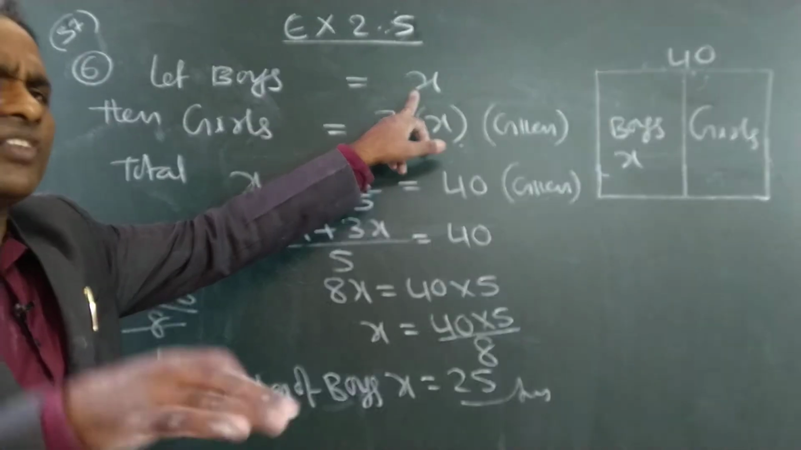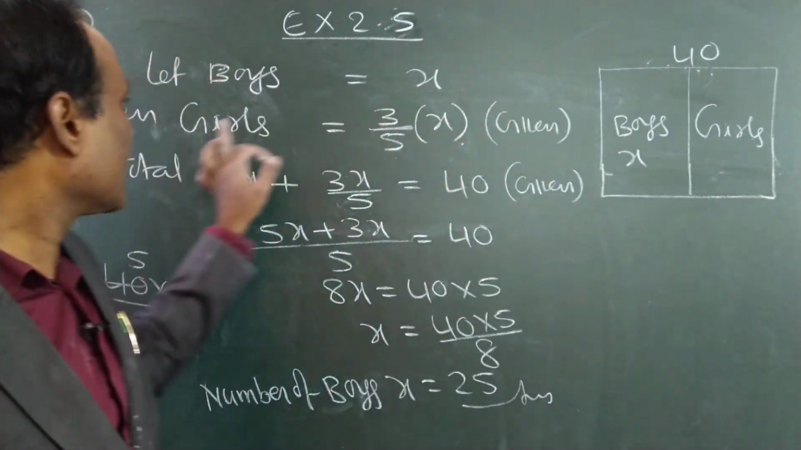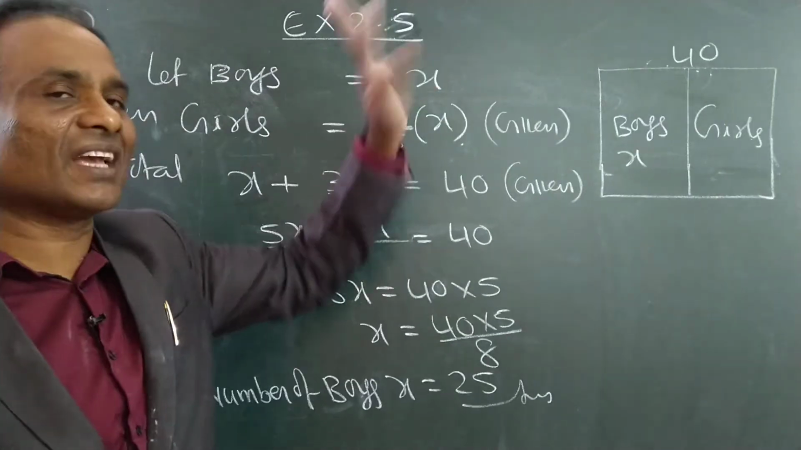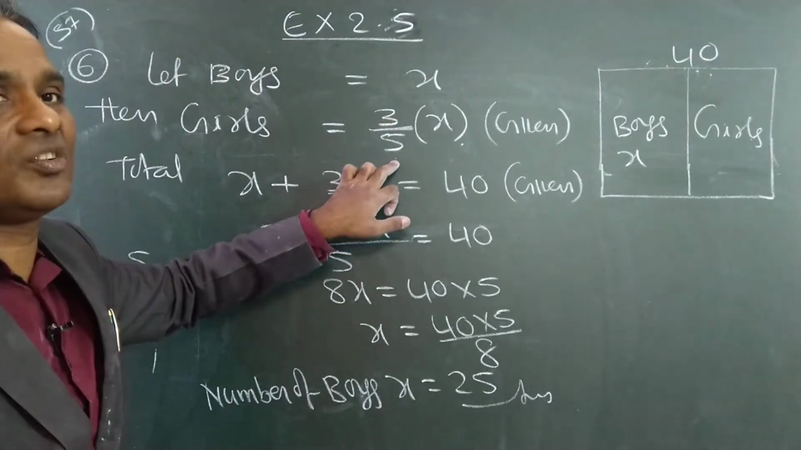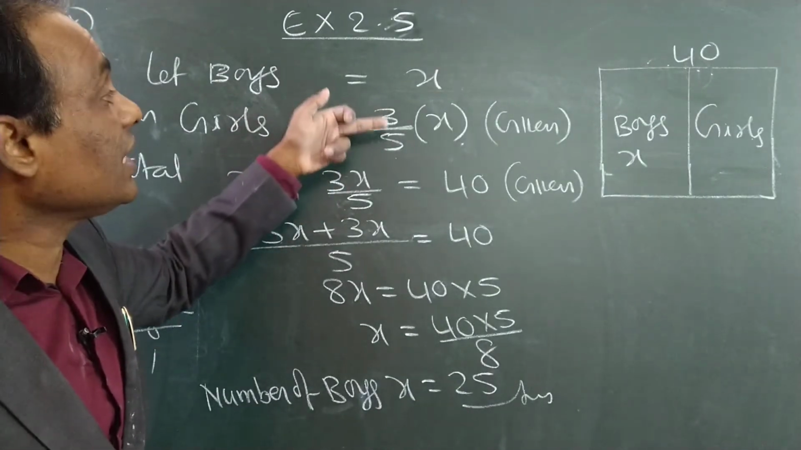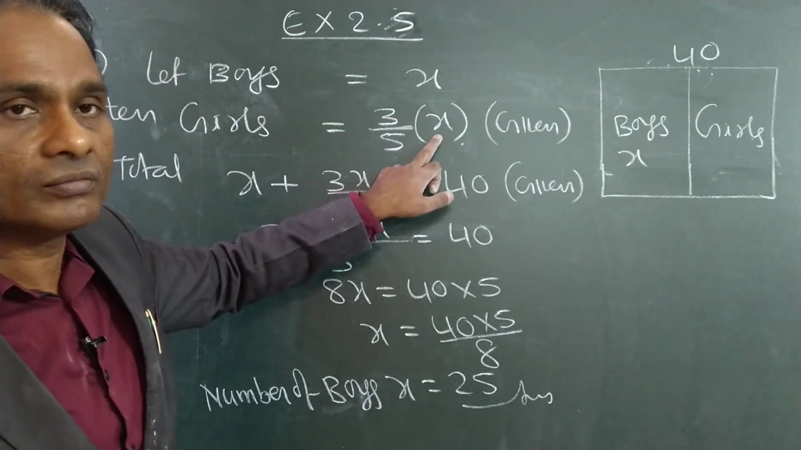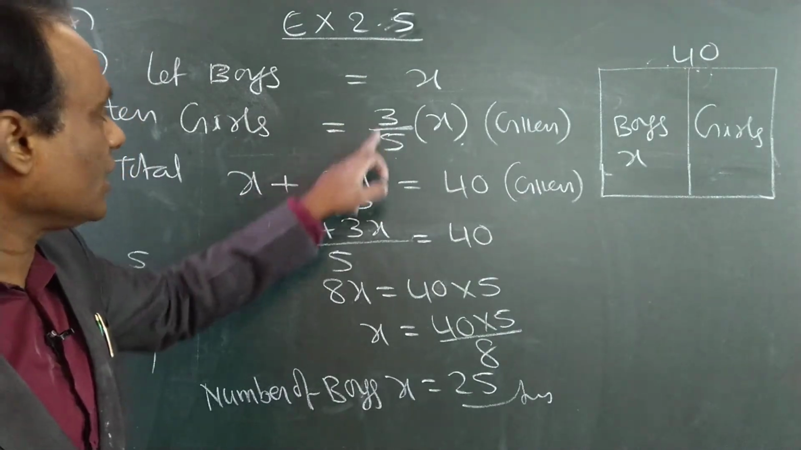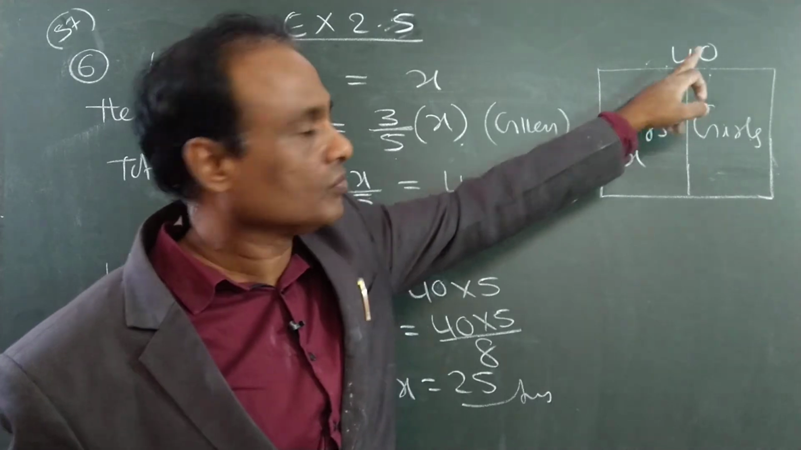Boys, no confusion. Whenever it is not known, we take x. But girls, how did it become 3/5 x? Boys, okay, I took x. But why did I take girls as 3/5 x? It is given in the textbook. Girls are 3/5 of boys. Total boys plus girls. Total strength is 40. It is given in the textbook.